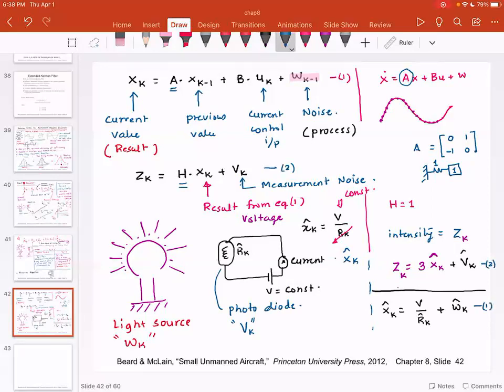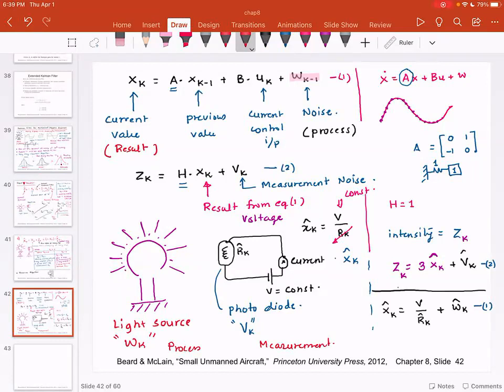So the question is, how do I estimate the super accurate value of my state and my actual measurement when I know that my measurement ZK is noisy and my initial state, the light source, is noisy? So I have this process that is noisy, and this is the measurement. So this is the problem.